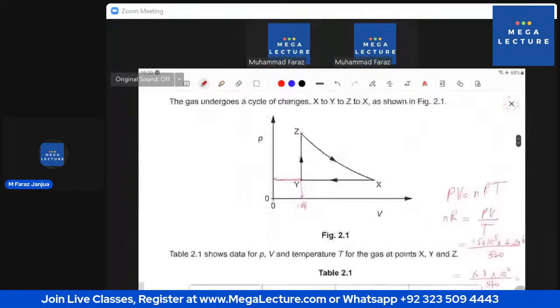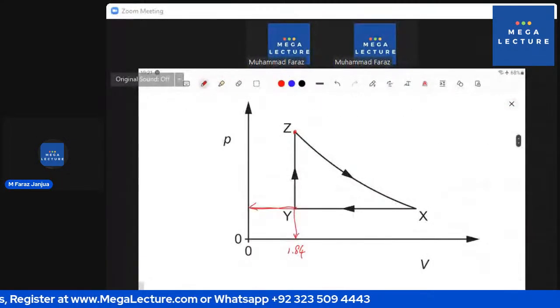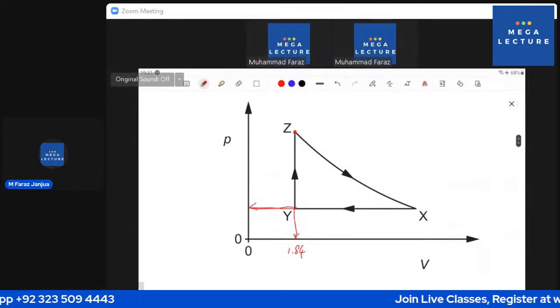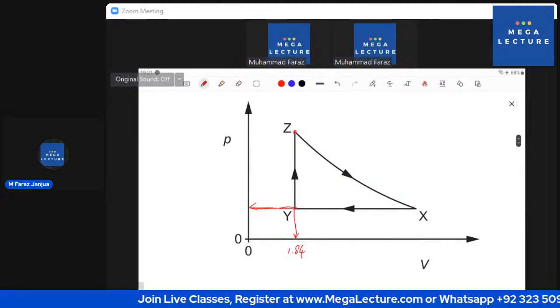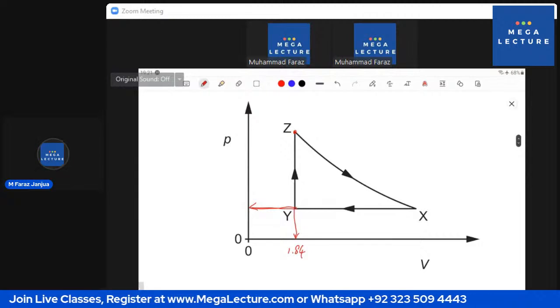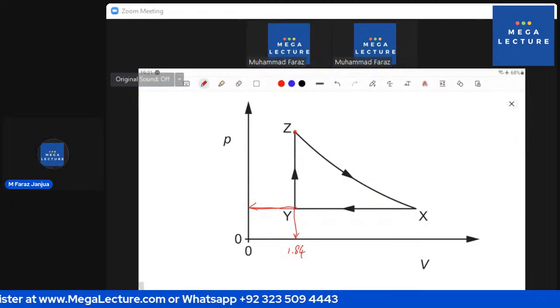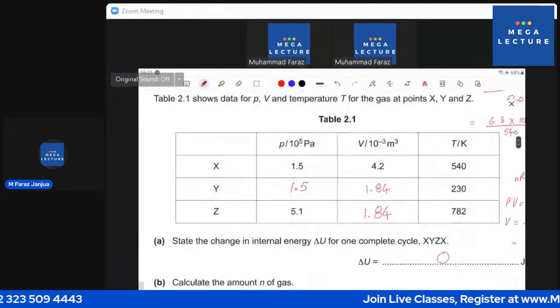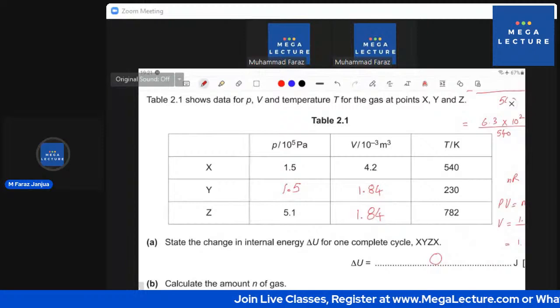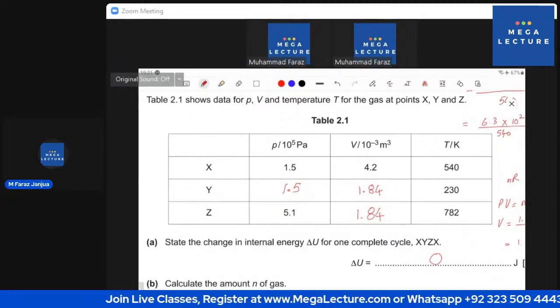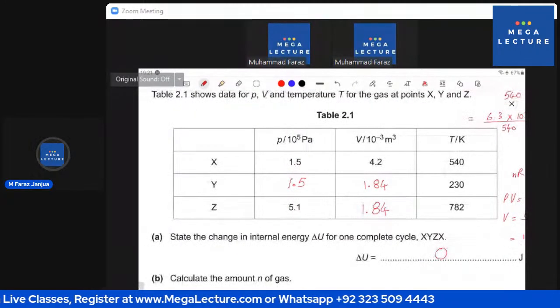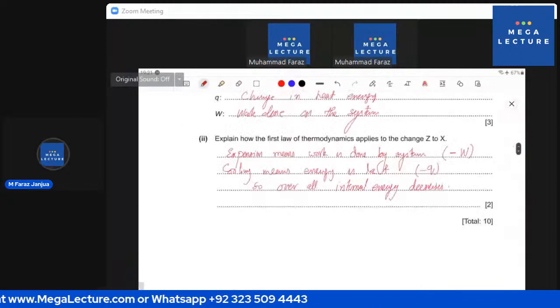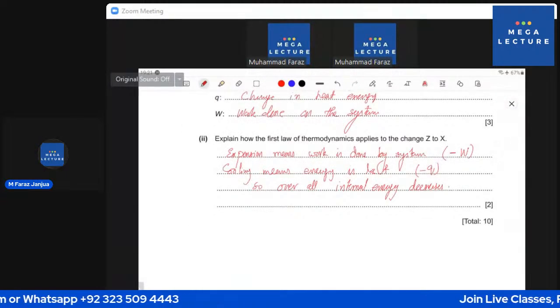Z to X, volume is increasing, and we know that at Z temperature is 782, and at X temperature is 540. If you go to the table, you can see these numbers. This means that heat energy is lost. So overall, from Z to X, overall internal energy is negative.